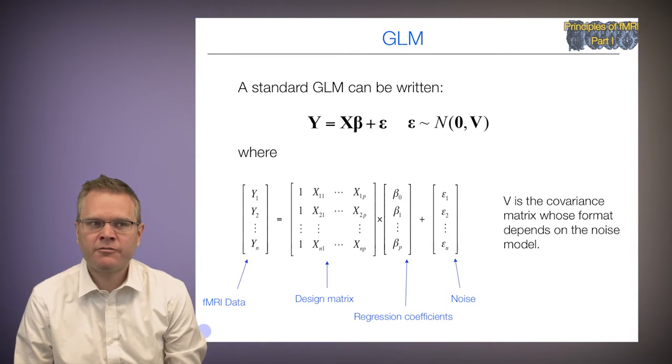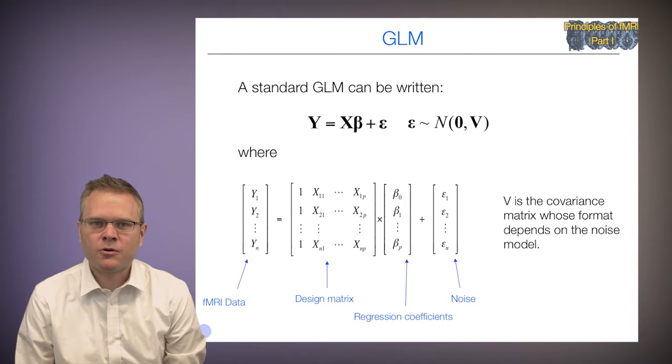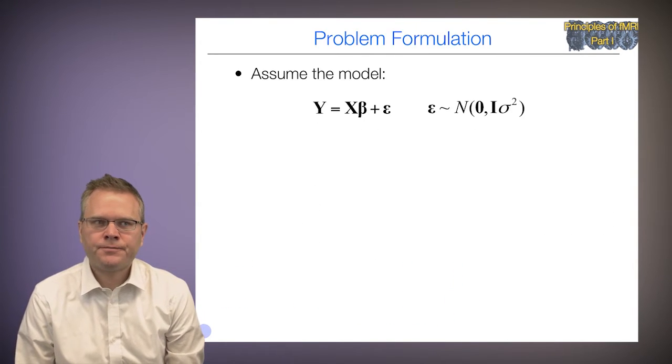We have Y, which is the fMRI data, X, which is the design matrix, which we learned how to build in an appropriate manner in the previous modules. And we have beta, which are the regression coefficients, and epsilon, which is the noise. So now what we're primarily interested in is learning how we can estimate beta from this model.